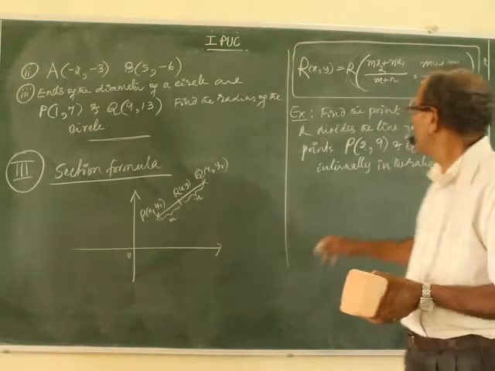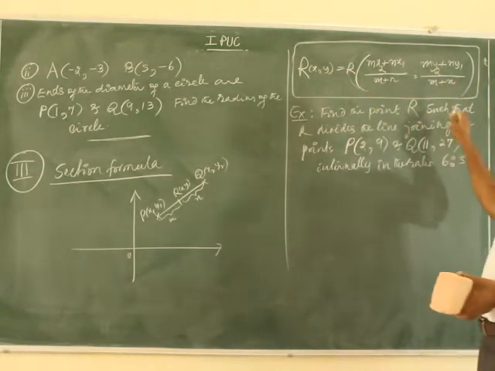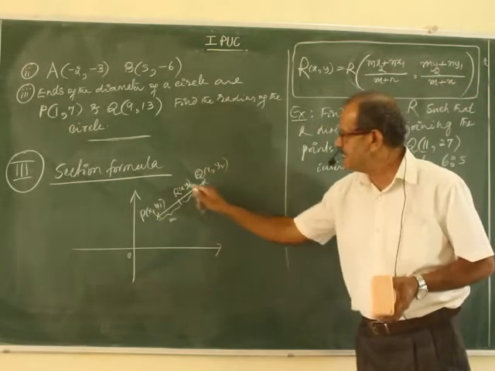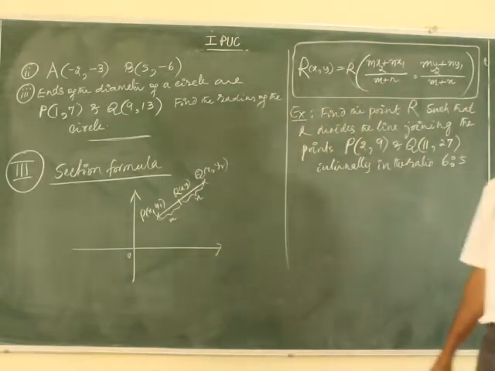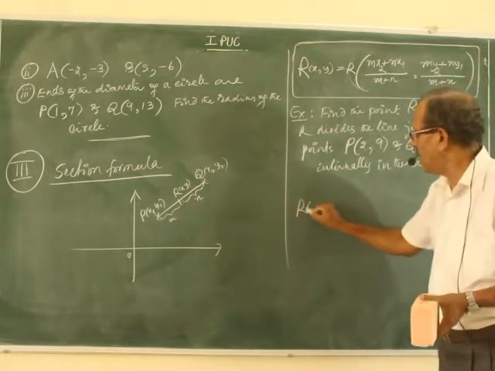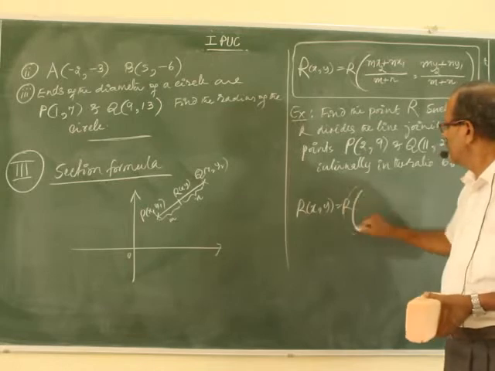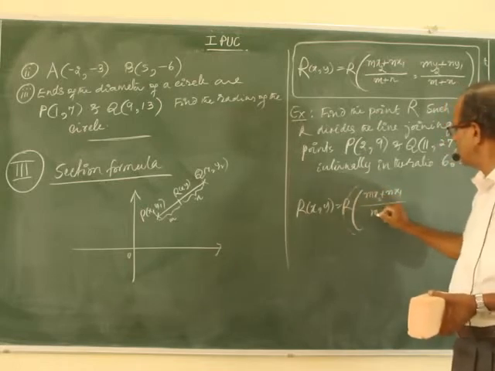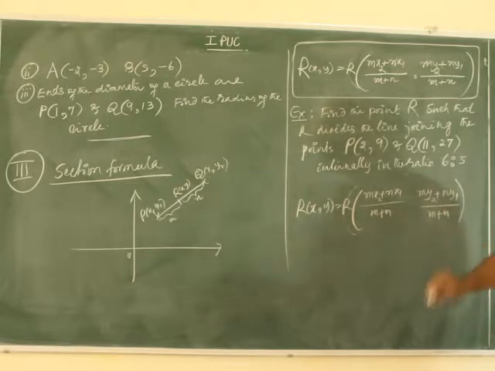Question is ready. Find the point R which divides the line joining PQ internally in the ratio m:n. Write the formula. R(x, y) is (mx2 plus nx1) by (m plus n), (my2 plus ny1) by (m plus n).